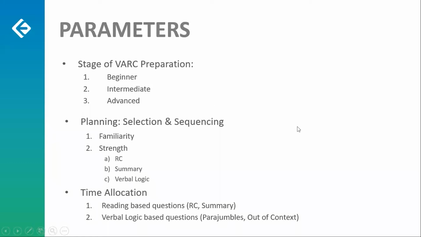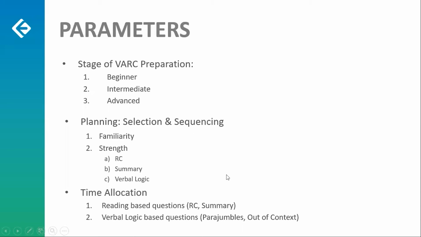Anyways, EOM CAT 5, same old parameters of analysis, depending on your level, what you should have done. The slide that most of you wait for, that comes at the end, on what should have been the approach: planning, selection, sequencing, focusing on familiarity, and then focusing on whatever your strengths are.